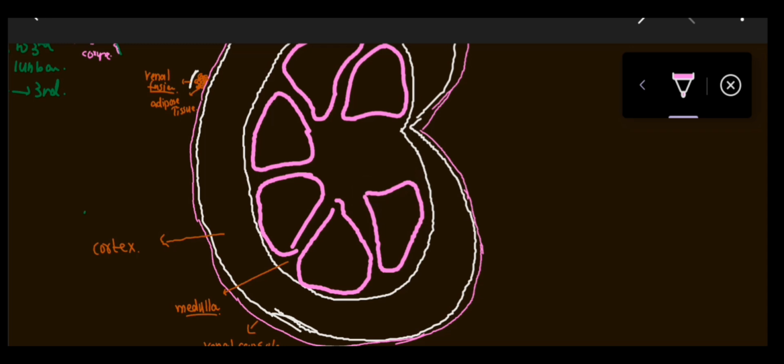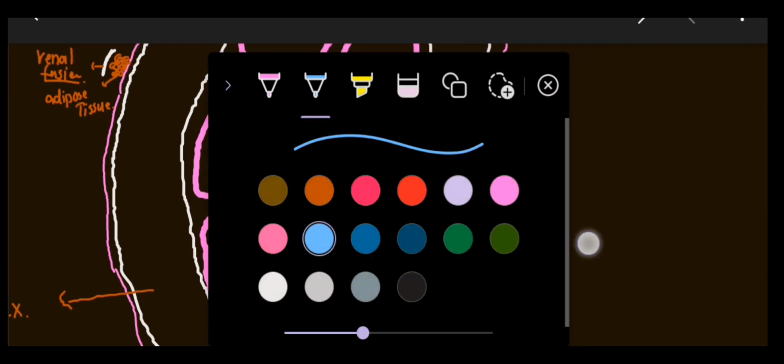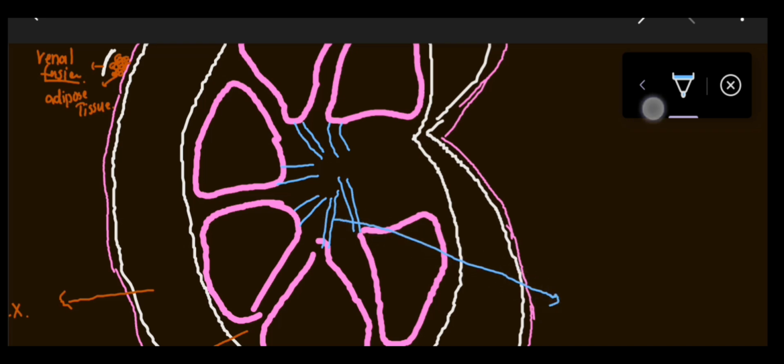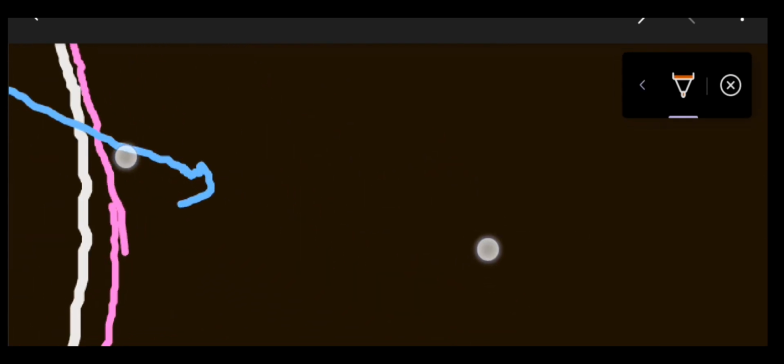Now after these pyramids, the tubes of the pyramids make a collection and are called the major calyx. This is known as major calyx. Let me write here. Major calyx.